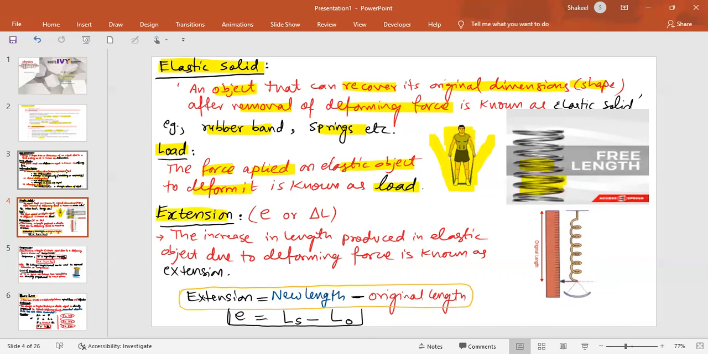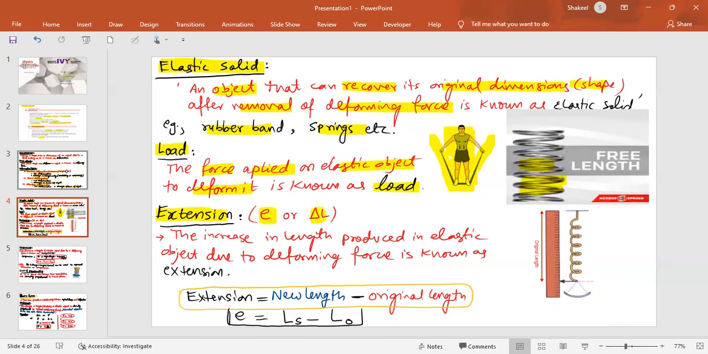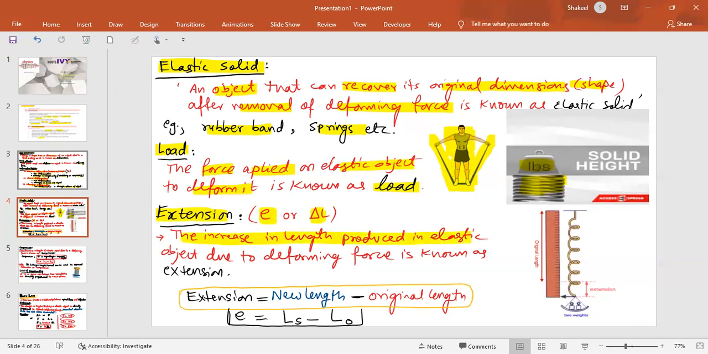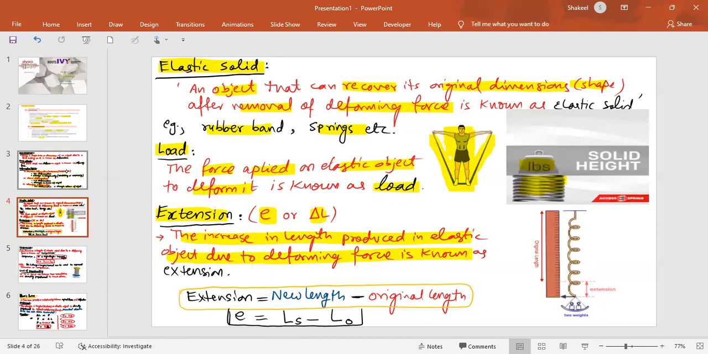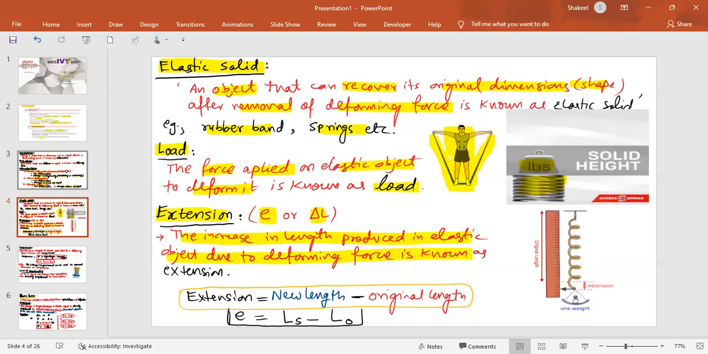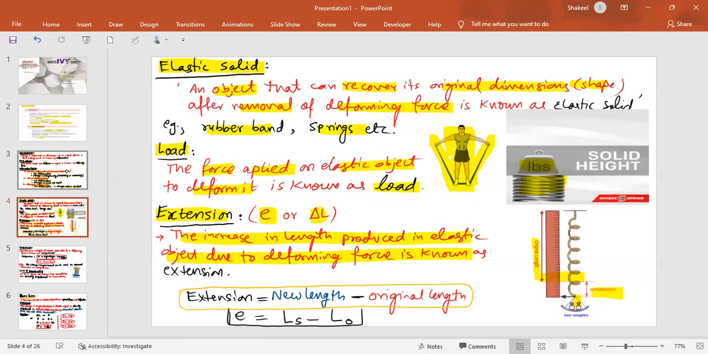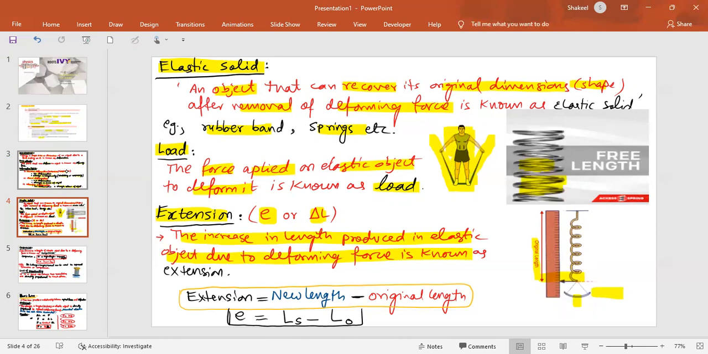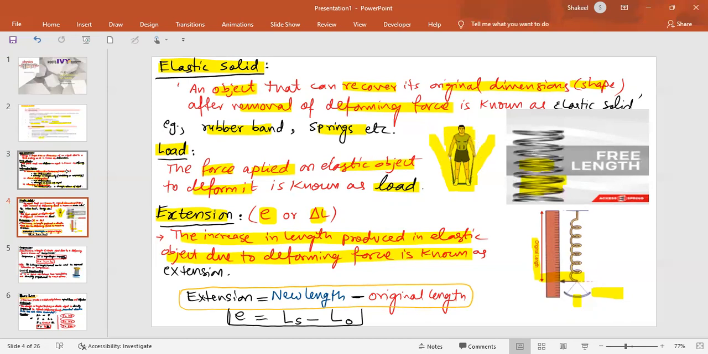What is extension? Extension symbol is e, or it is delta L. Delta means change, L means length, so change in length. Extension is the increase in length produced in an elastic object due to a deforming force. So extension is basically how much the length increases. If you look at the diagram, the original length is here, but when you put some load on it, the length increases. The increase in length of an elastic object due to some force is known as extension.